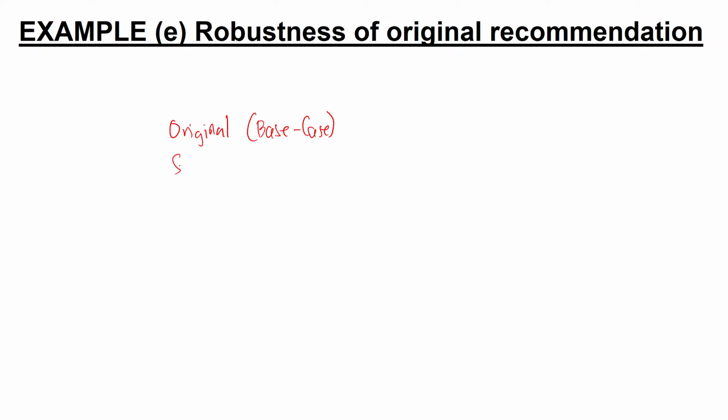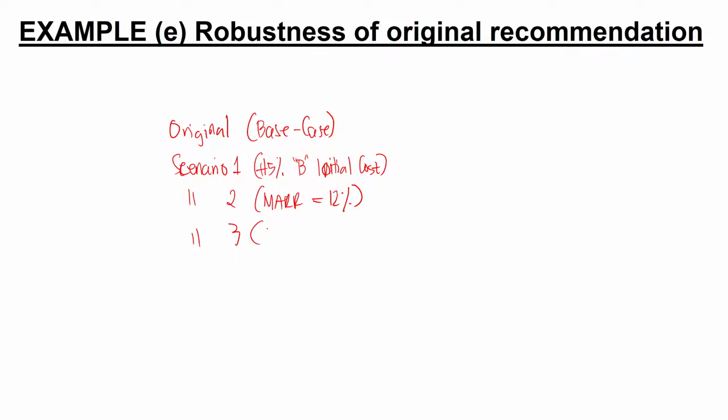And then we have our scenario 1. Scenario 1 is the 15% increase to B's initial cost. Scenario 2, this is where the MAR was changed to 12%. And then scenario 3, doubled O&M, operation and maintenance cost. Let's go back, let's test.